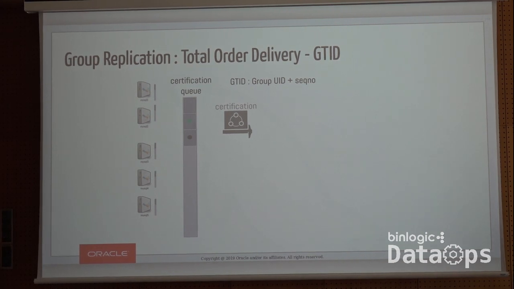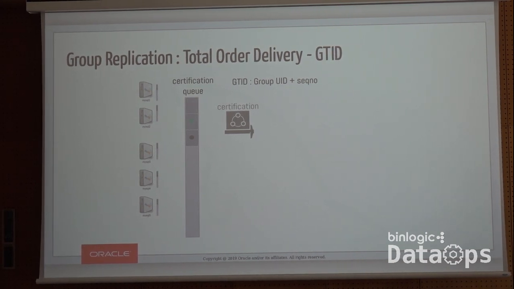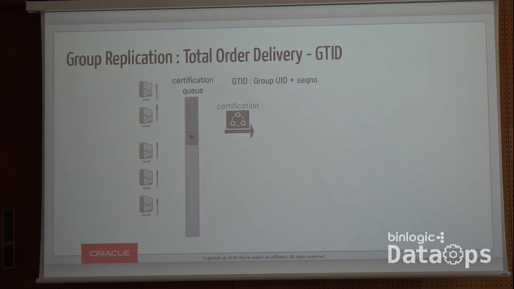So then we have the certification to do, and at that time we say, okay, we can do it. We gave it GTID, the first one, GTID 1. Then we take this one, put it in certification, and say, okay, this is GTID 2, this one GTID 3. So this is how we create these GTIDs, as we consume them in order from the queue. Okay?